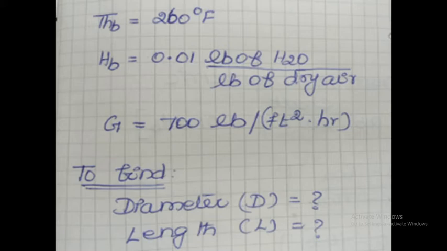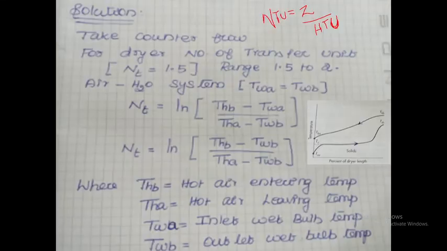Objective of this problem: already I said, this is a design problem. We are going to design an adiabatic rotary dryer and also determine the diameter and length values. Diameter is D, length is capital L. We are going to discuss the solution part.